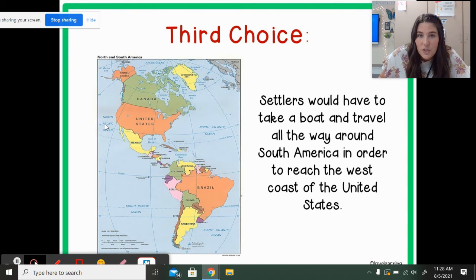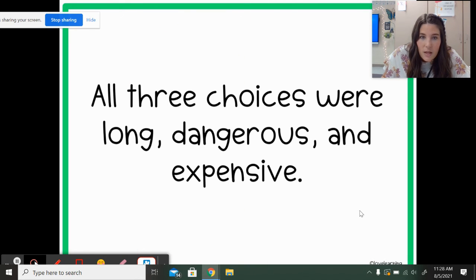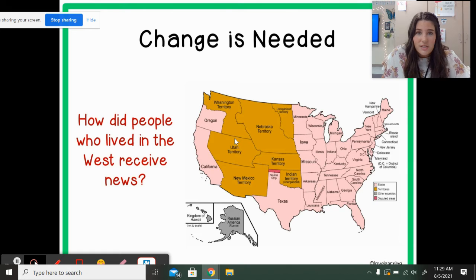Okay, so please make sure that you are pausing the video, taking down the notes of the three choices that people had to make with transportation. Okay, that is extremely important that you have those in your notes. So let's keep going. All three choices were long, dangerous, and expensive. Completely. Okay, but change is needed here.